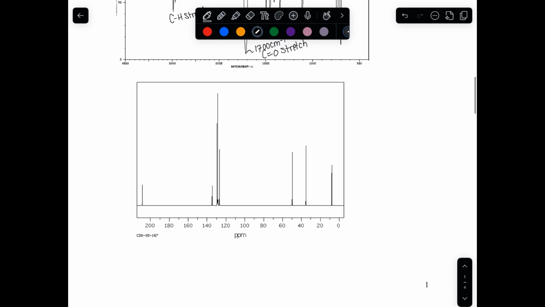Then I analyzed the 13C spectra here, and I got a C double bond O stretch just over 200 ppm, and then here is where I predicted the benzene ring to be, between 120 and 140 ppm, and then this area here would be the sp3 area below 100 for the CH2 and CH3 groups in the molecule.